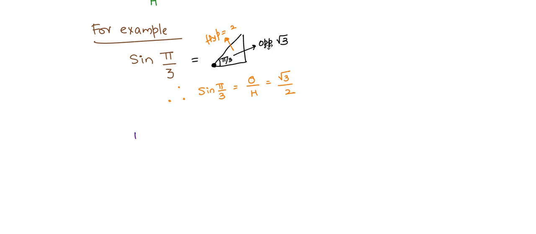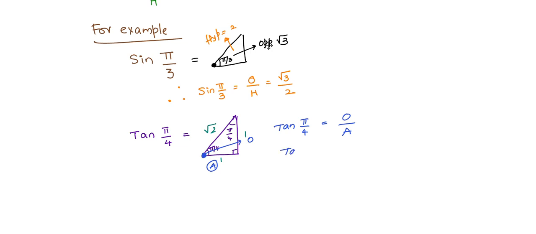Similarly, if you want to do tan pi on 4, you would use the other triangle, pi on 4, pi on 4, 90. And we already explained 1, 1, root 2. Because you're trying to calculate tan pi on 4, you're right here, which is opposite and this is adjacent. So tan pi on 4 equals opposite over adjacent, which is 1 over 1, which is 1, from exact triangles.